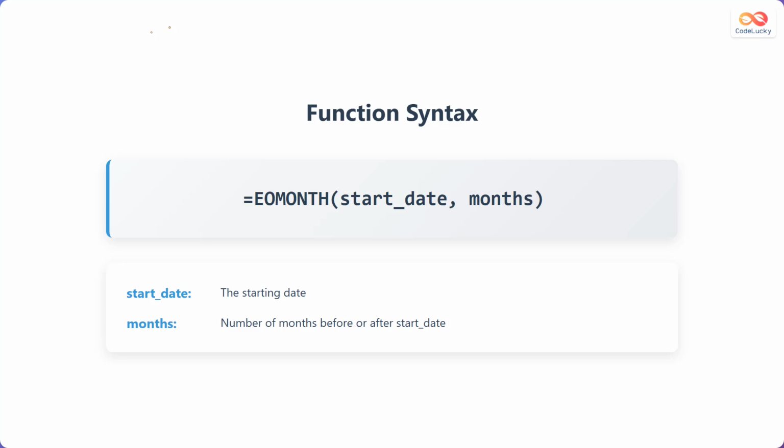The syntax for the EOMONTH function is straightforward. It takes two arguments, start_date and months. The start_date is the initial date you're starting from. The months argument is the number of months you want to move forward or backward from the start date. So the formula is =EOMONTH(start_date, months).